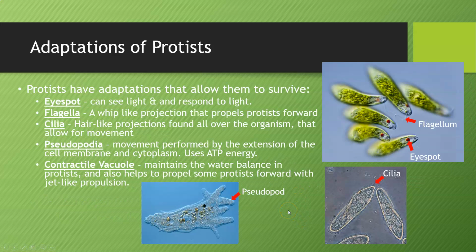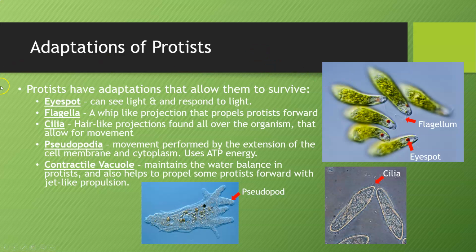Now, adaptations of protists. Protists live primarily in aquatic environments, and so they have to have different types of adaptations that allow them to survive. For example, many protists have an eye spot, which allows them to see and respond to light. So if you look at this image of the Euglena, see this dark red spot right here, that is the eye spot. Okay, that little organelle, for lack of a better description, allows this Euglena to see and respond to light.